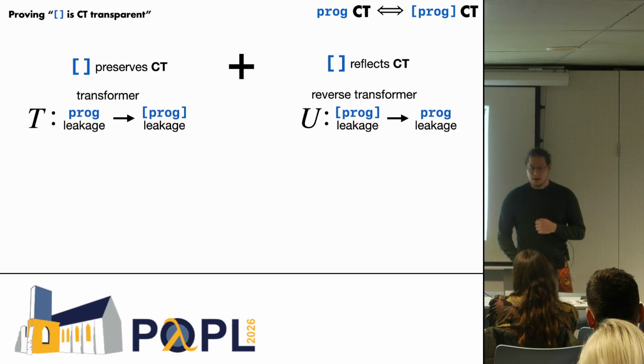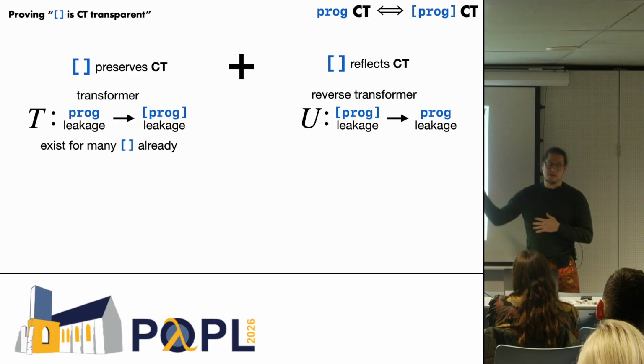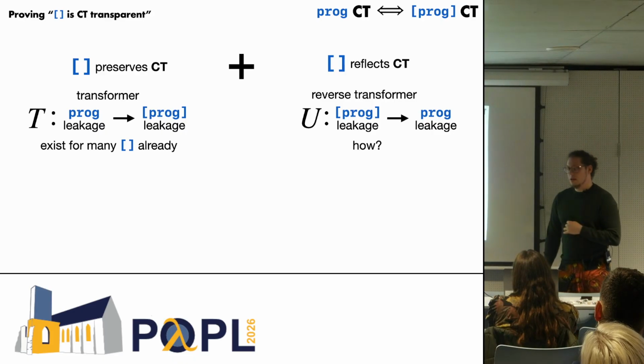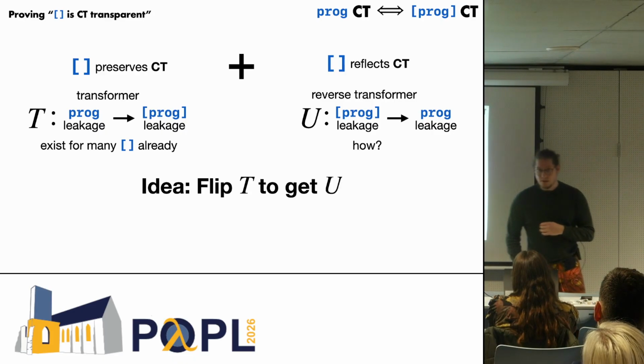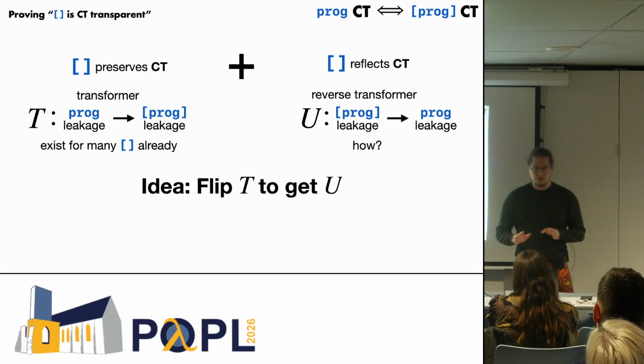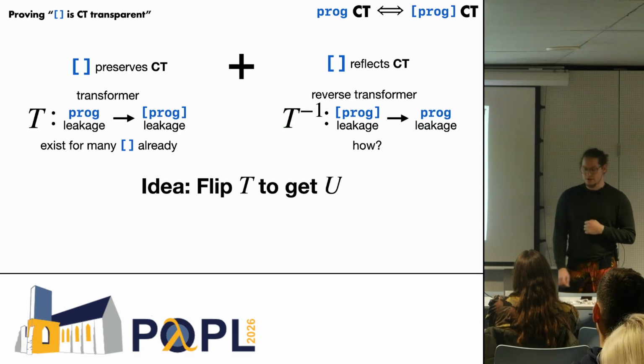And the idea that we had is, well, on the left, we already have many of these transformers. For example, in the Jasmin framework, these functions, precisely these functions, are already defined. And for the reverse transformer, this is the one that we want. What if we can just flip them? Flip t around to get u. Then you don't have a lot of work. You just flip t, and then you can use t inverse.